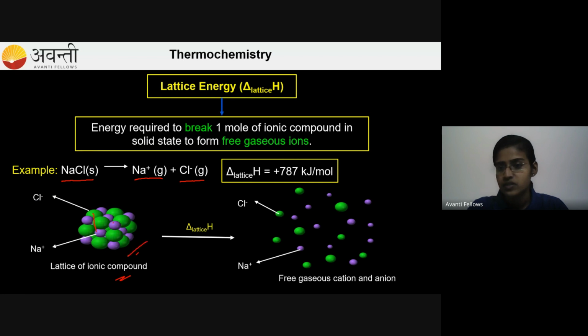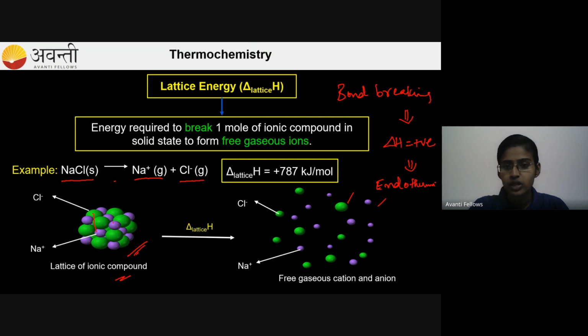The ions in the lattice break down into Na plus and Cl minus in their gaseous form. Here it is a bond breaking process. For all bond breaking processes, as we have studied, the delta H value should be positive. Why is it positive? Because the process is endothermic. What is endothermic? When energy is absorbed by the system, we call it an endothermic process. So since bond breaking is an endothermic process, delta H will be positive.